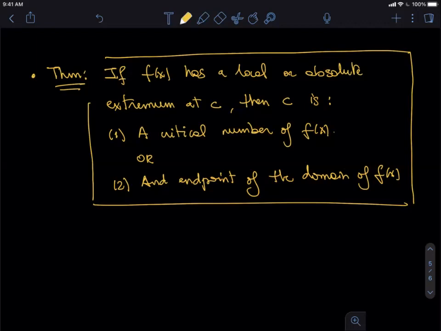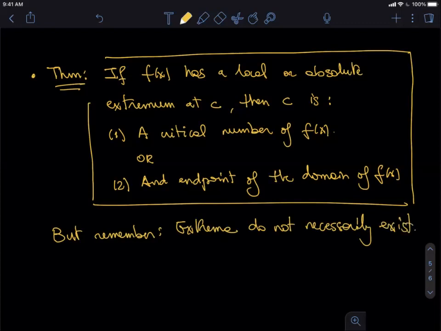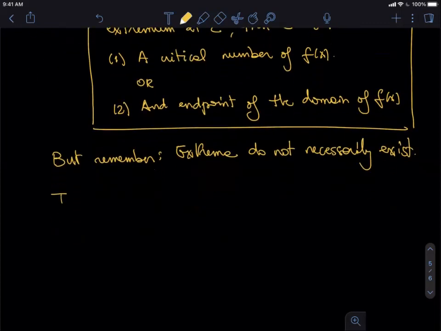Now, one thing that we need to be careful, we need to remember that extrema do not necessarily exist. Let's see one more theorem that says a very easy condition that we can check and guarantees that there are extrema.